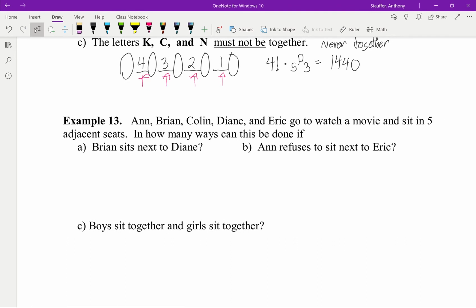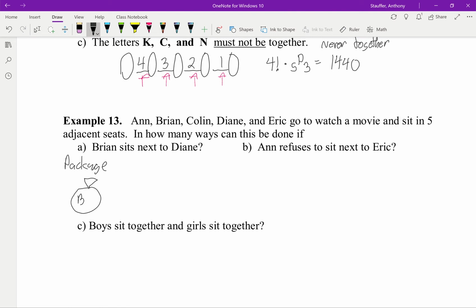Anne, Brian, Colin, Diane, and Eric want to go watch a movie and sit in 5 adjacent seats. How many ways can this be done if? Okay, well, Brian has to sit next to Diane. So that again becomes a package question.